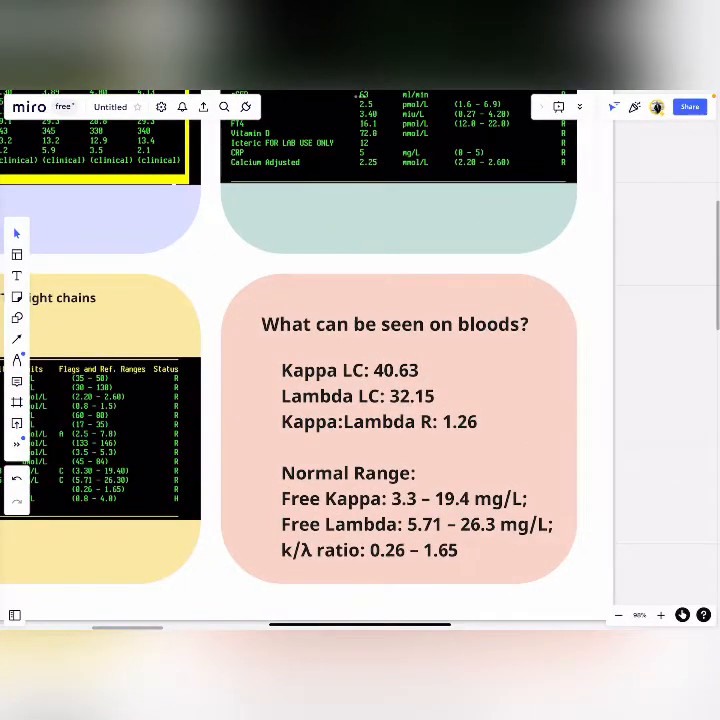Coming back to the findings, what are the normal values for light chains? I would like to highlight the Kappa-Lambda ratio, which should be between 0.26 and 1.65, as I will come back to it later.